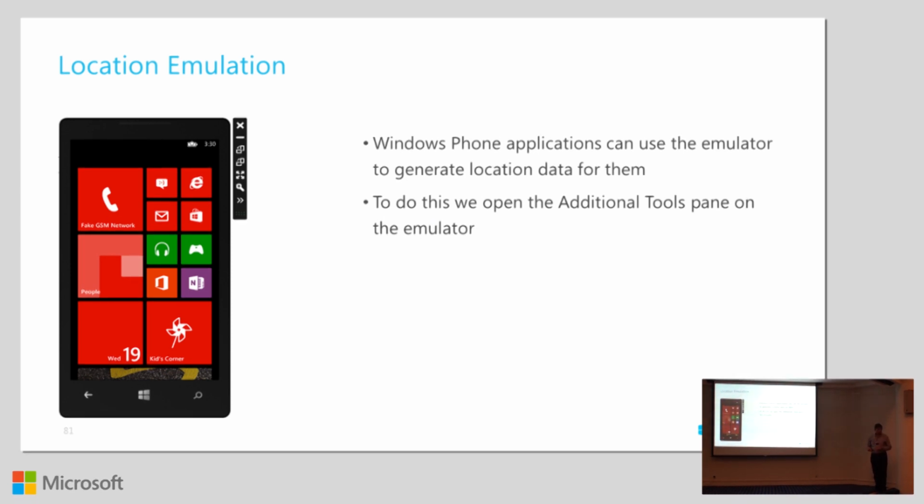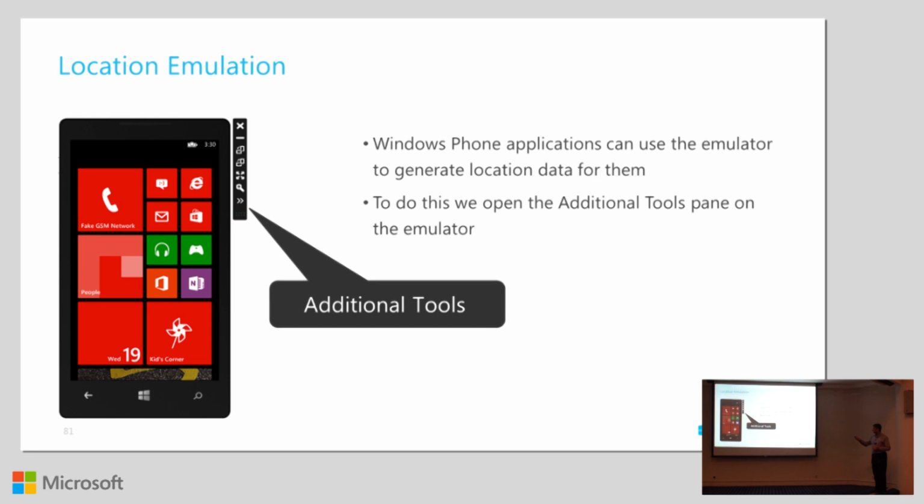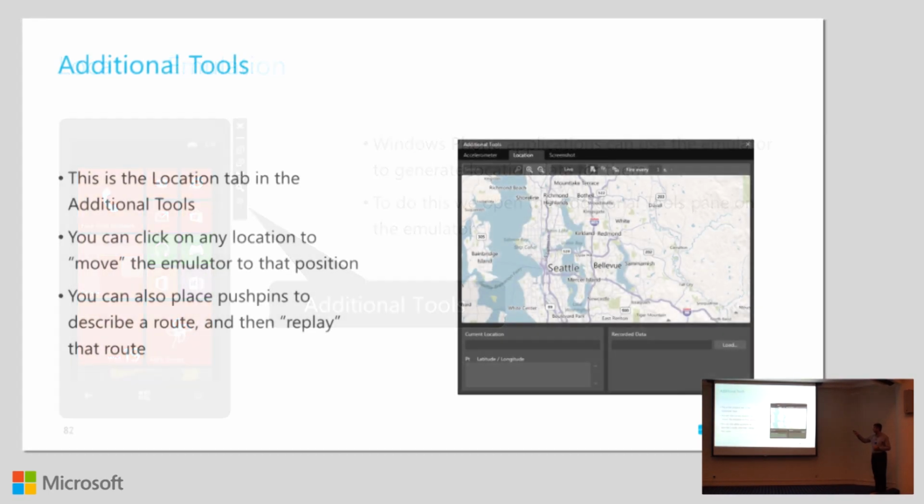We also provide you location emulation. What that means is, if I click on the additional tools, I have a location option which gives me the complete map. When the map loads up, it defaults to Redmond. But then you can click anywhere on the screen and move the location to that region. Also, you can add push pins to the map, and it's going to record those push pins as you add them. And then you can take that data and replay it on the emulator to emulate a movement of your phone from location to location. Right? So you don't have to take the phone and run around everywhere. You can sit at your desktop and test your application.